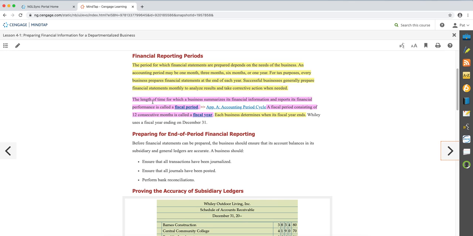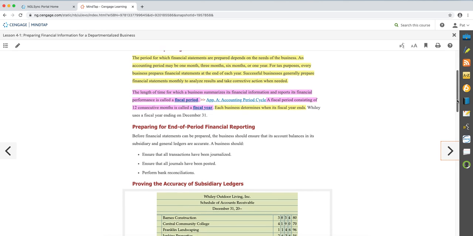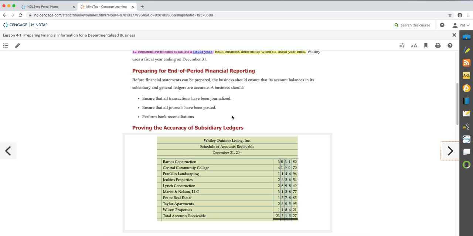This fiscal period, again, is the length of time for which businesses summarize information on their performance. It's going to be called the fiscal period. A fiscal period consisting of 12 months is called the fiscal year. Each business, like I said, determines that. This is what we've done already.